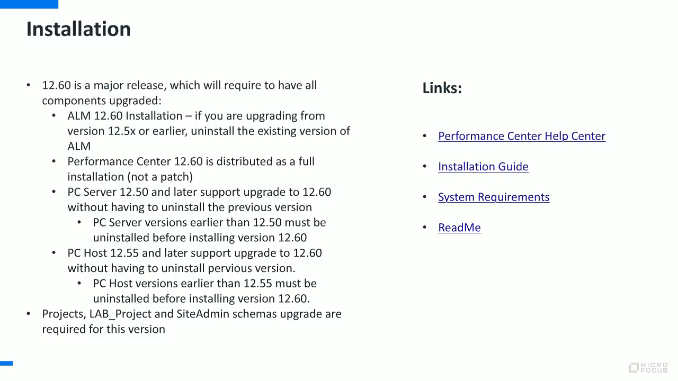From a PC host perspective, think of this as your controllers, your data processors, your load generators. If they are on 12.55 or later, then you can upgrade to 12.60 without having to uninstall the previous version. But if you're running earlier than 12.55, then you need to uninstall those components and install 12.60. Projects, the lab project, and site admin schemas are required to be upgraded for version 12.60.